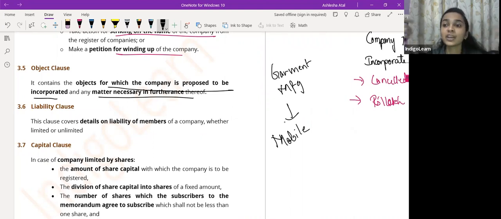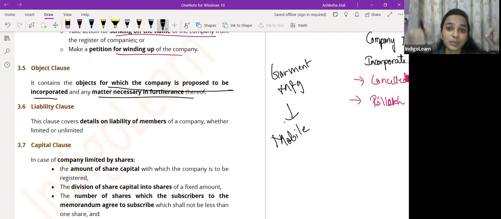क्यों नहीं बेच सकती? क्योंकि अरे भाई उसका ऑब्जेक्ट है गारमेंट मैन्युफैक्चर करना. मोबाइल फोन्स गारमेंट से कहीं पे भी रिलेटेड नहीं है. So a company has to abide by whatever has been stated in its object clause. It cannot go beyond the powers, beyond the scope, beyond the objective which has been specified in its object clause.